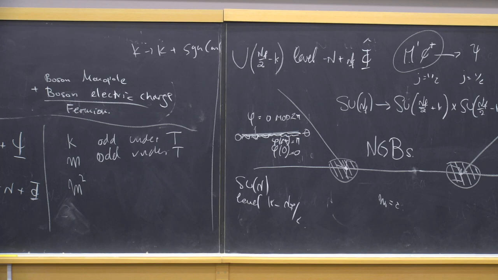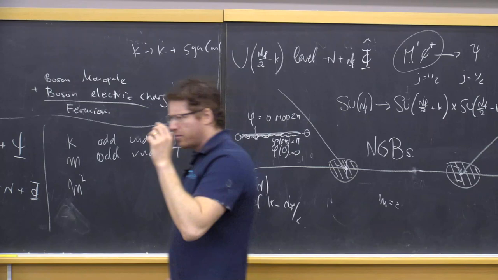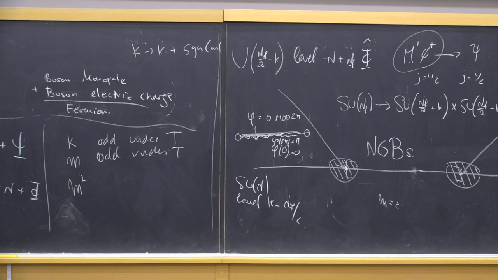In fact, you could have seen it from level-rank duality. I told you that these two theories are the same, and this was proven. So SU(N) at level 1 or minus 1 is the same as U(1) at level minus N. So SU(N) topological theories may be accidentally abelian for some values of k. What saves the day is this fact. So it's consistent. It's a very good question. Any other questions?